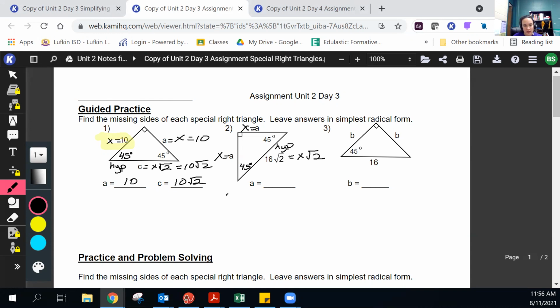So we're looking for a. We know that 16 square root of 2 equals x times the square root of 2. And we need to get x by itself. We have x times the square root of 2, so we need to divide both sides by the square root of 2. That means the square root of 2 cancels out on both sides. So that leaves us with 16 equaling x. And that's our answer for A, because A is x.